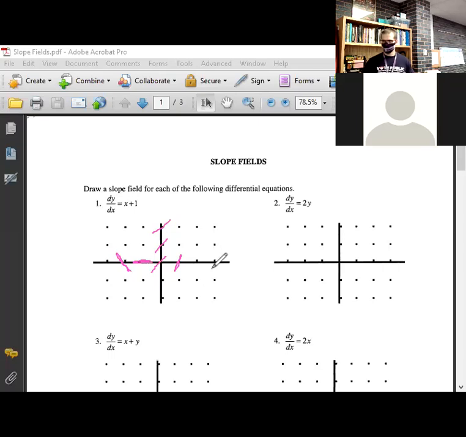Once we finish filling out a slope field, I can just finish this one real quick because I know what this one's going to look like. Horizontal, horizontal, horizontal, horizontal, negative.